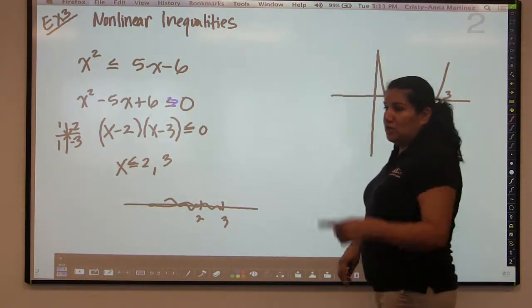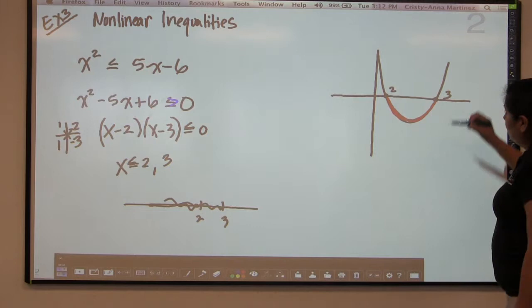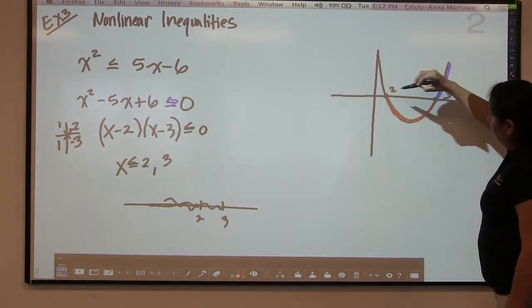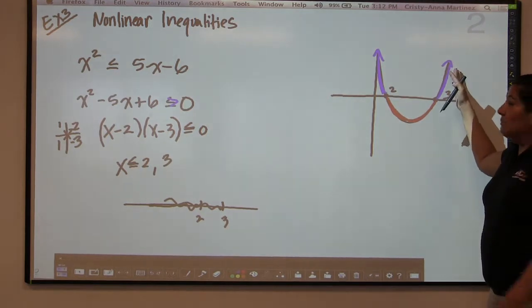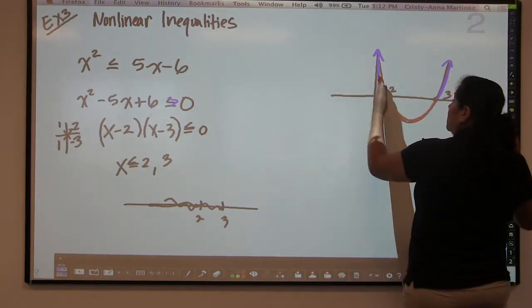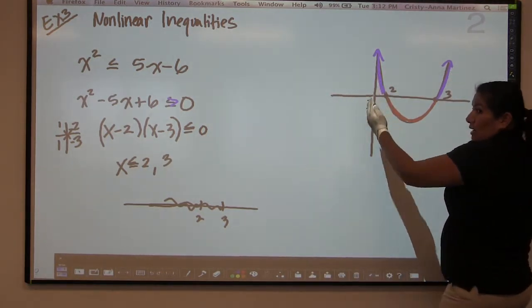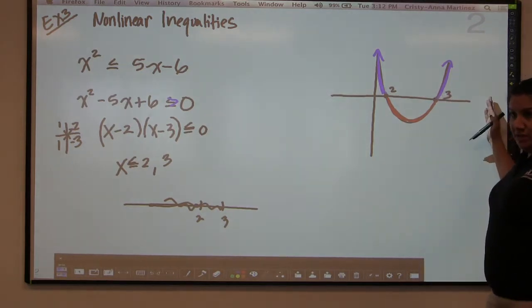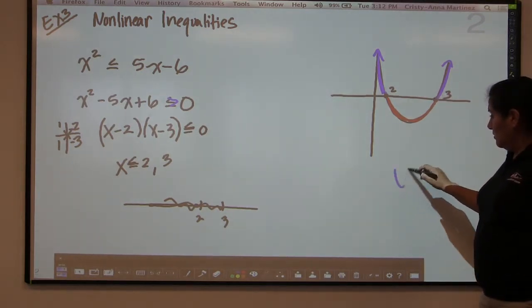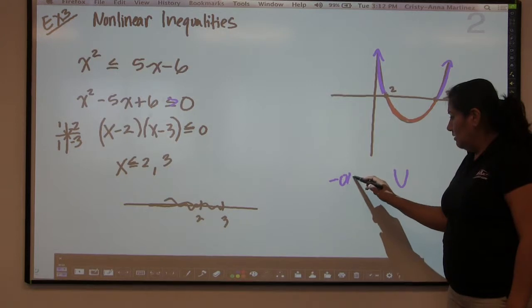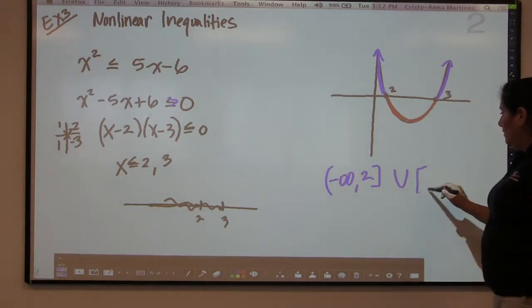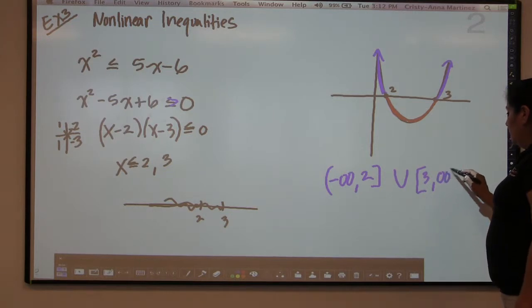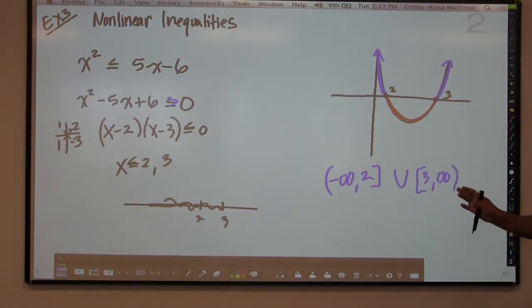But the solution would be different, right? The greater than would be this piece and this piece. This is what we call an OR. It would be from negative infinity to 2, right? Or from 3 to positive infinity. It'd have to have a little union. Negative infinity to 2, and from 3. Does that make sense? Do you understand what's happening there?